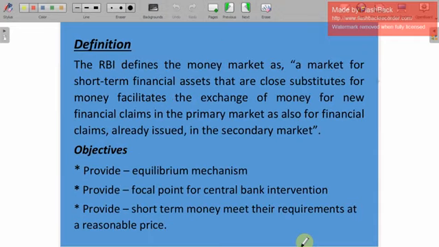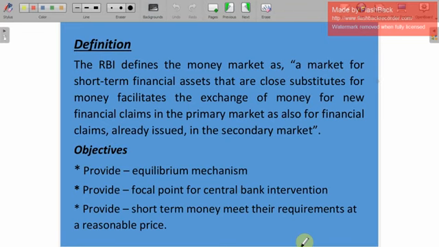And the definition: RBI has also given a definition of the money market. A market for short-term financial assets that are close substitutes for money, facilities for the exchange of money for new financial claims in the primary market, as also for financial claims already issued in the secondary market. This is the definition given by the RBI. RBI is the Central Bank of India.